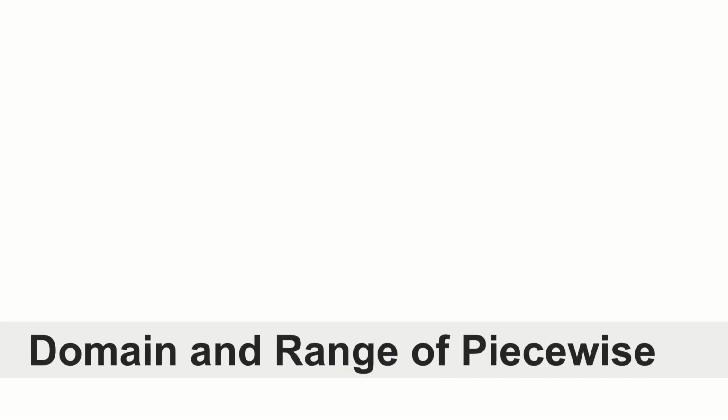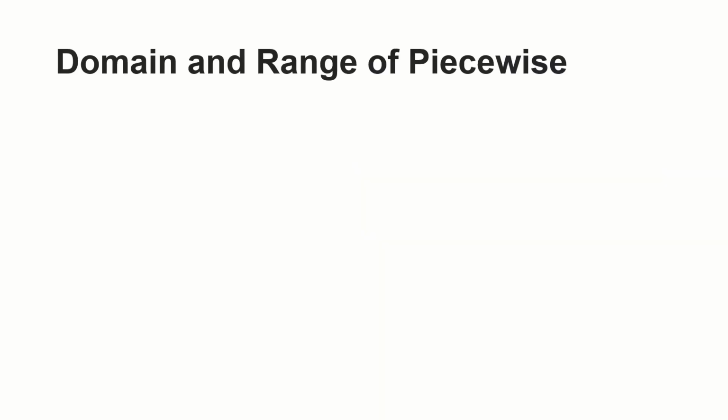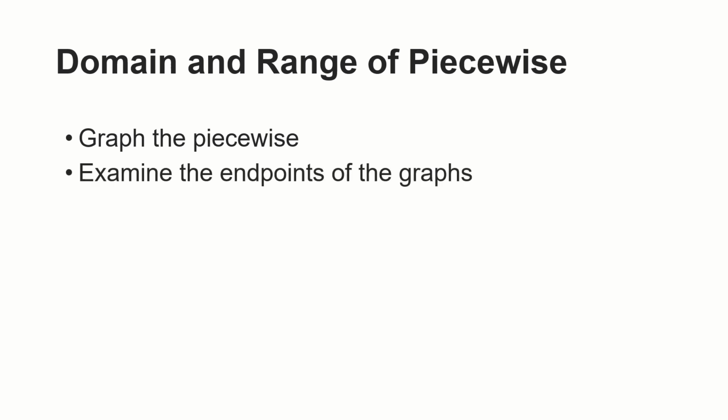Let us now go to the domain and range of a piecewise function. So the easiest way to find the domain and range of a piecewise function is through inspection of its graph. So if you already graph your piecewise function, then by examining the graph, you would be able to identify what is the domain and what is the range of a piecewise function. So in determining the domain and range of a function, you can take note of the following. So first, graph the piecewise and then examine the endpoints of the graphs.